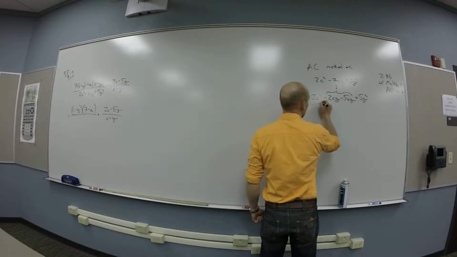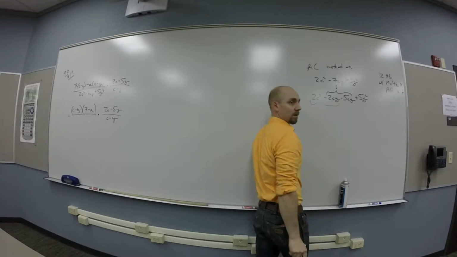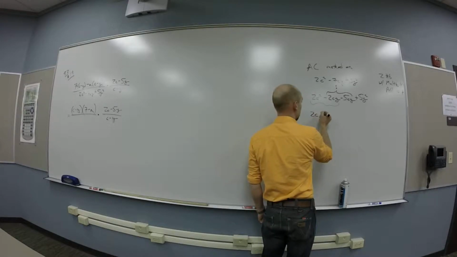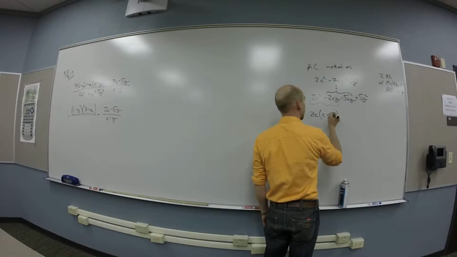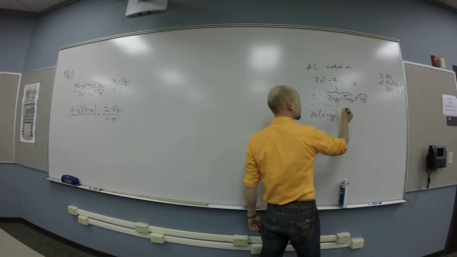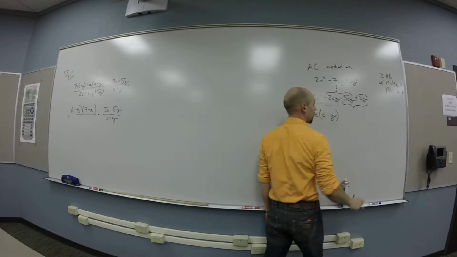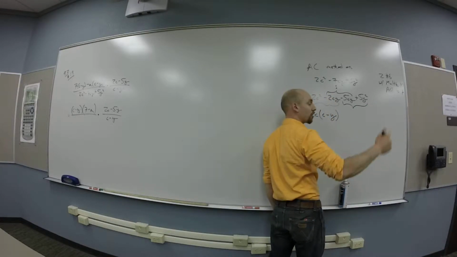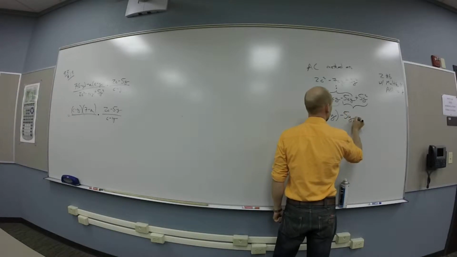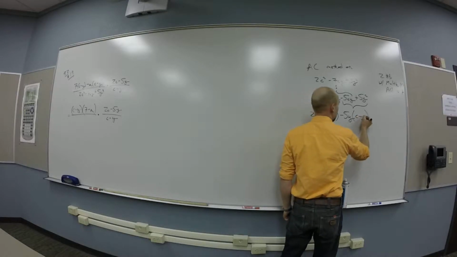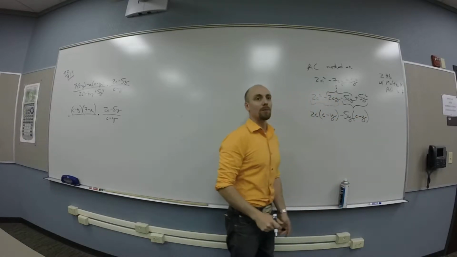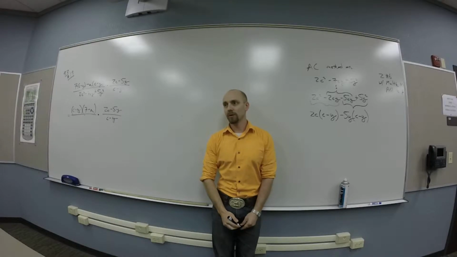So out of these guys, what can I factor? 2c. What am I left with? c minus y. Very nice. And out of these guys, what can I factor? I'd go for a negative 5y. What are you left with? c minus y. Some of you probably would get c plus y on your own doing that. So how do you check? Multiply it back out.